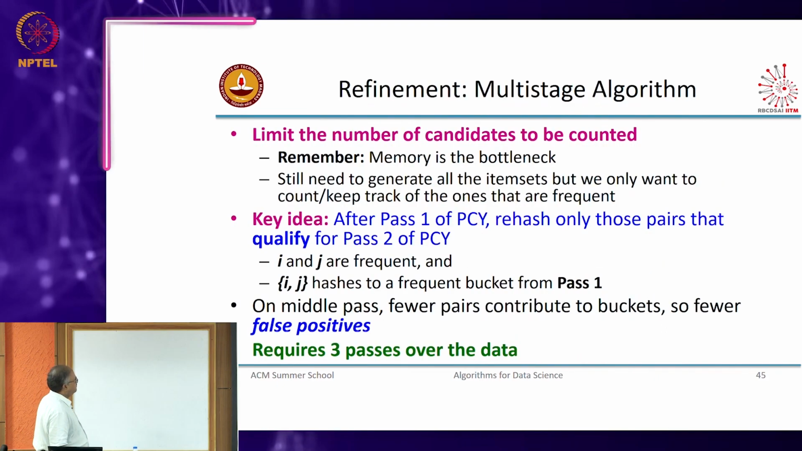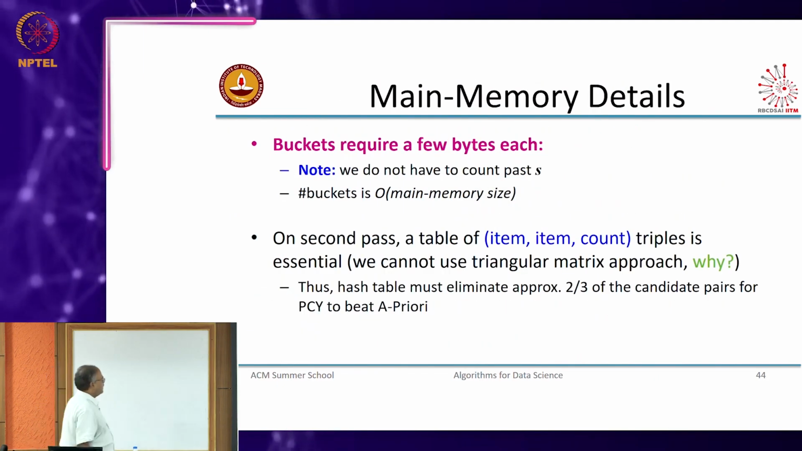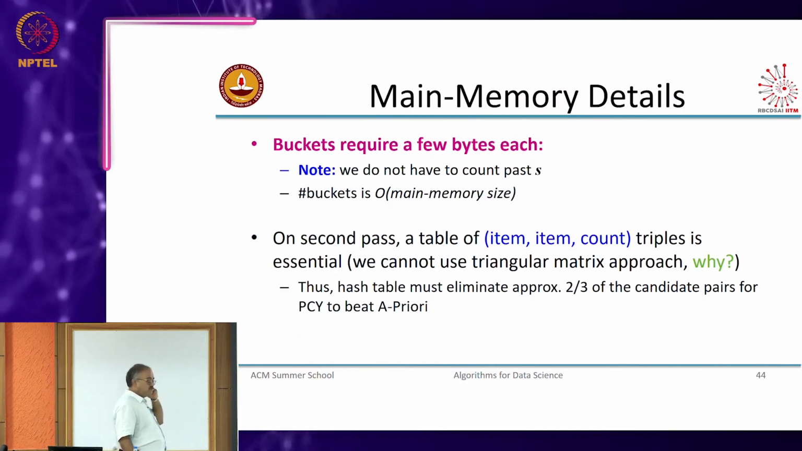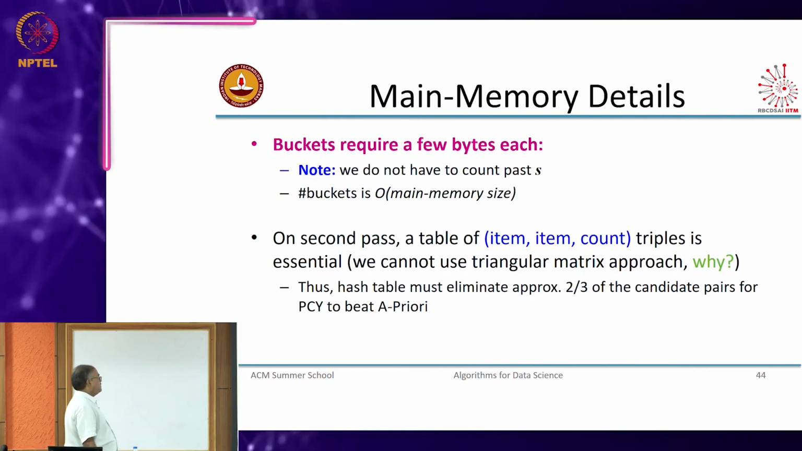I went past that too quickly. I can reduce the main memory I use per bucket by using fewer bytes than the full integer.